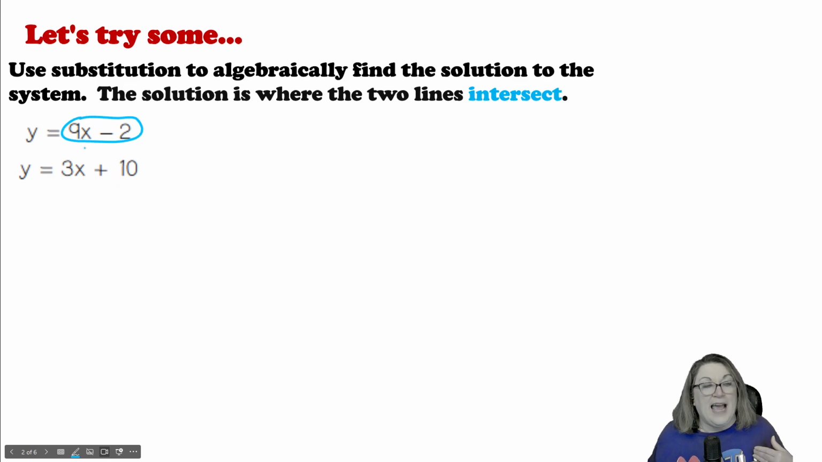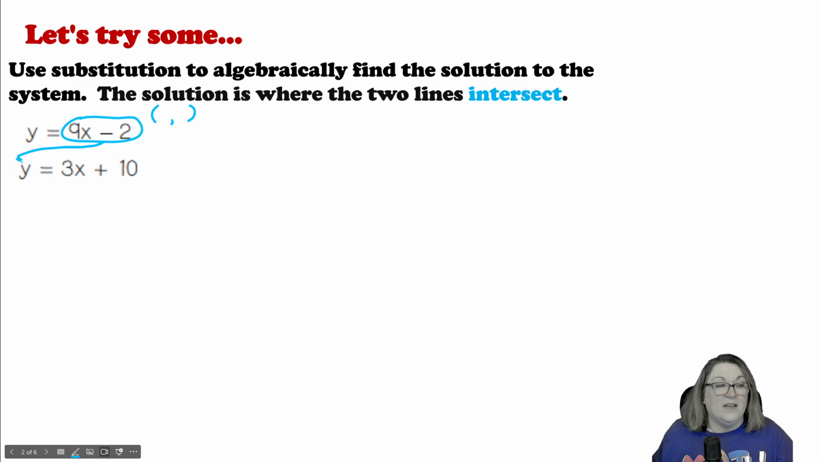Because the x and the y in both equations are representing the same xy point, right? We know our intersection point is going to look like x comma y in our answer. So you can take what y is equal to in the first equation and substitute it in place of the y in the second equation. And the reason you want to do that, I'm trying to draw an arrow, but that arrow did not look like an arrow.